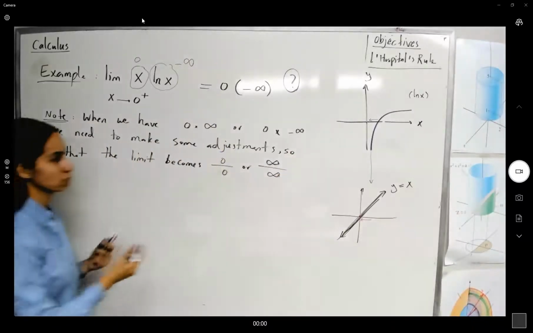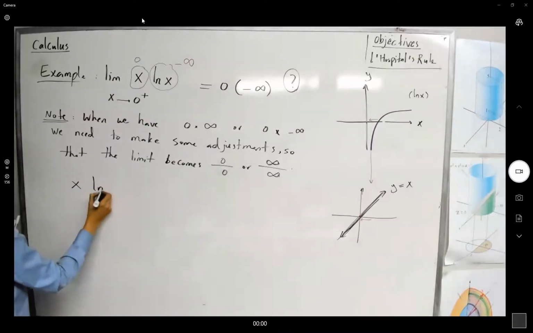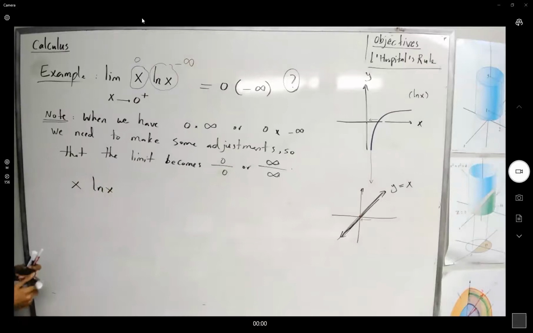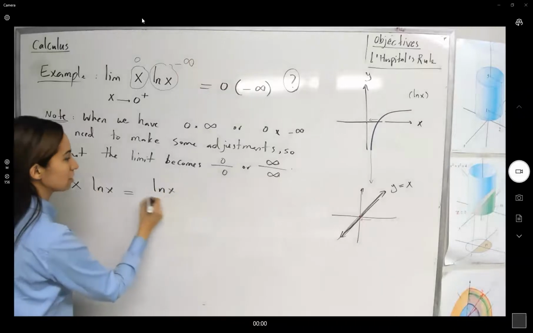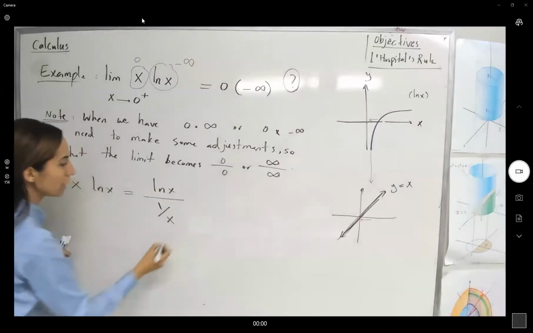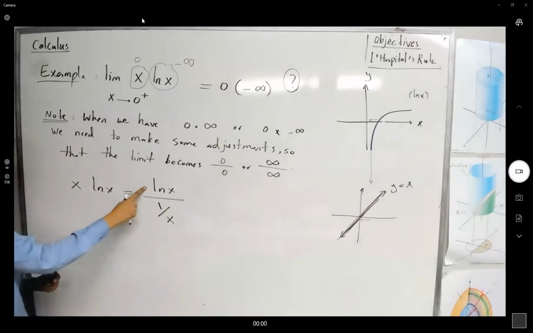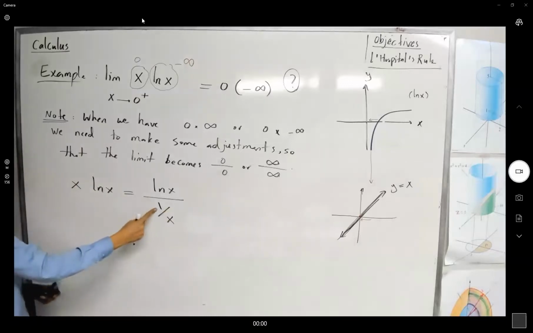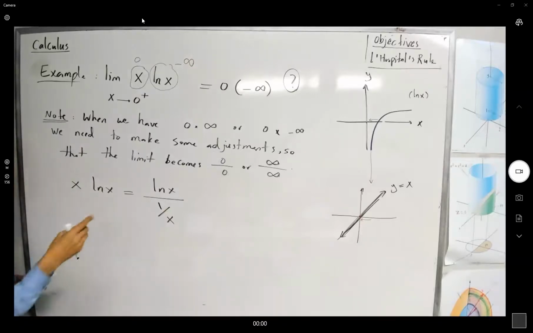How so? I'm looking at this function. This is x times ln of x. Well, go back to intermediate algebra. Go back to elementary algebra. If I write this as ln of x divided by 1 over x, they are equivalent to each other. Here, if you multiply x by ln of x on the denominator, you end up with 1. So you get x times ln of x. So since these two functions are equivalent to each other, their limits must be the same.